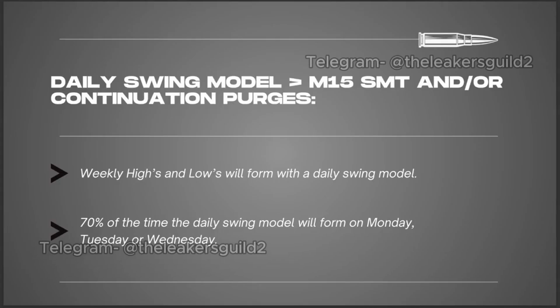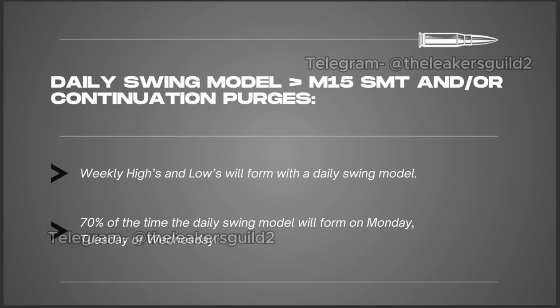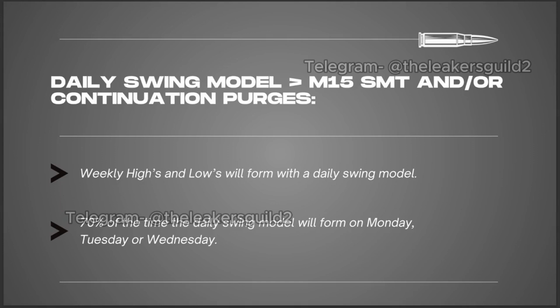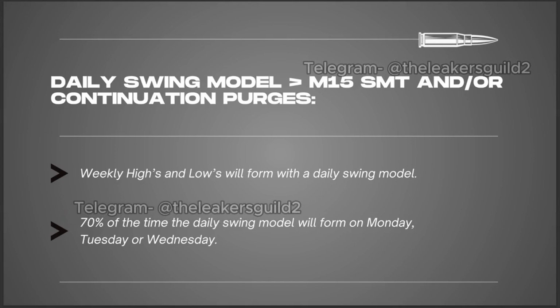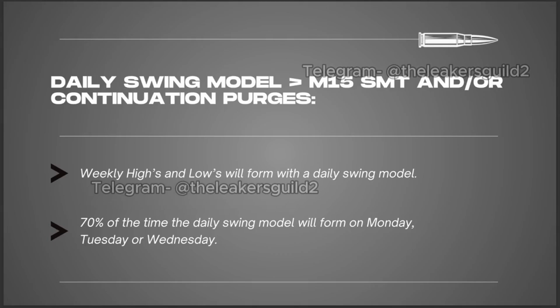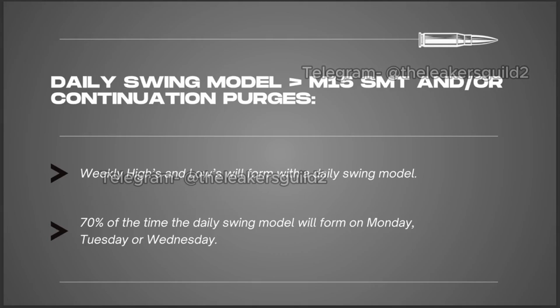Right, so let's go to the next swing model, which is the daily swing model, and we're going to be looking for 15-minute SMT and/or continuation purges. So the weekly highs and lows will form with a daily swing model, and 70% of the time the daily swing model will form on a Monday, Tuesday or a Wednesday.